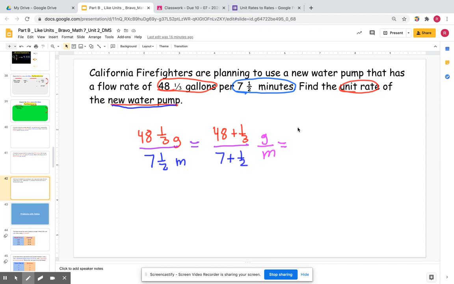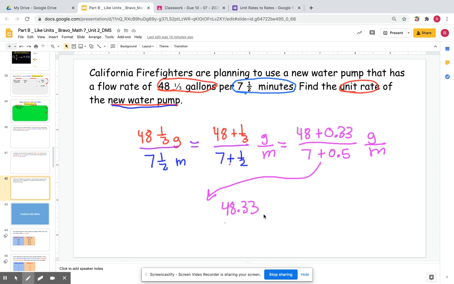So once you change those fractions to decimals, you should have 48 plus 0.33, and it repeats over and over, so there's a lot of threes, over. Now, if you change that to a decimal, you should have 7 plus 0.5 and G over M. Then you just plug it in your calculator and you should get 48.33 over 7.5 G over M, and you plug that in.